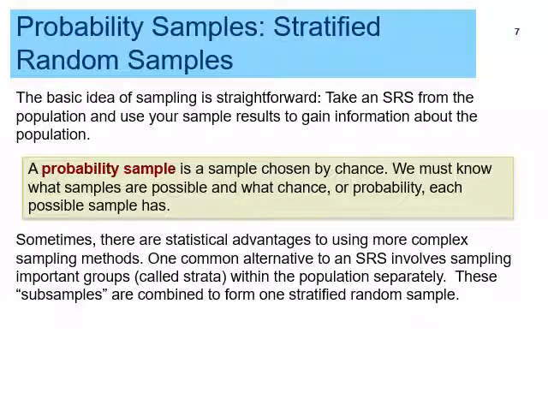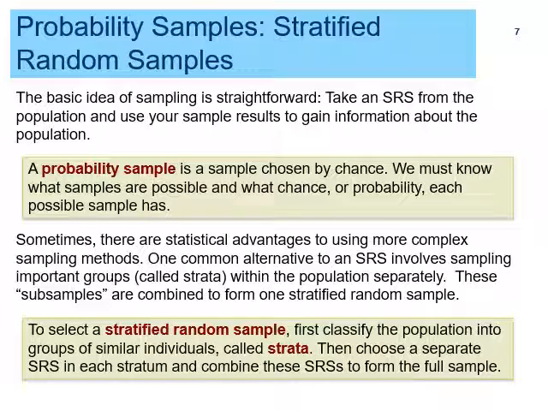One common alternative to an SRS involves sampling important groups, called strata, within the population separately. These subsamples are combined to form one stratified random sample. To select a stratified random sample, first we classify the population into groups of similar individuals called strata, then choose a separate SRS in each stratum and combine these SRSs to form a full sample.